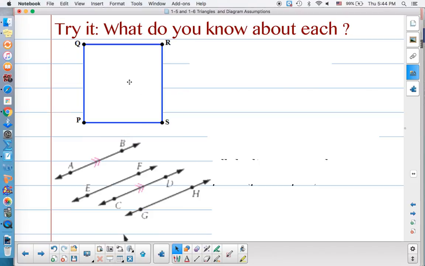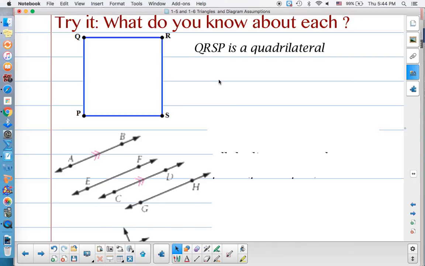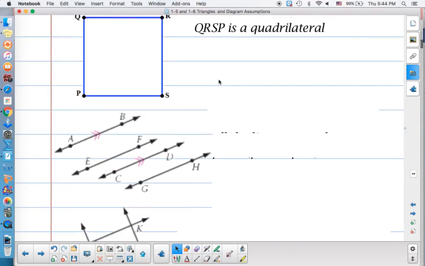This is a deceptive picture outside of geometry or outside of math class. You might say that's a square. There's no evidence, though, mathematically that it is. So the diagram assumption we're allowed to make is that that's definitely a quadrilateral. Q to R, R to S, S to P, P back to Q, a closed plane figure consisting of straight segments meeting at their endpoints. All those things that are the definition of a polygon are met, and it's 4 sides. We don't know if it's a square or a rhombus. We can't tell about parallel or perpendicular or congruent sides.